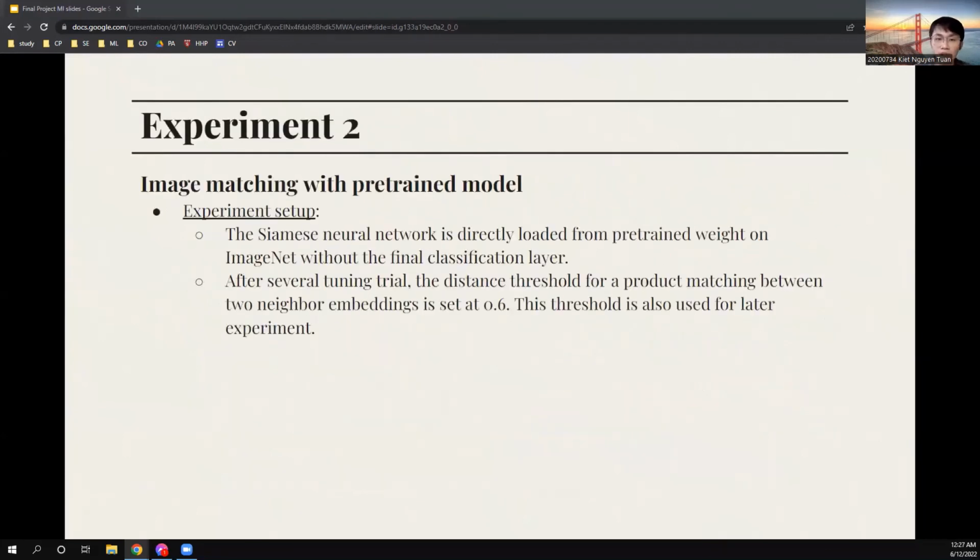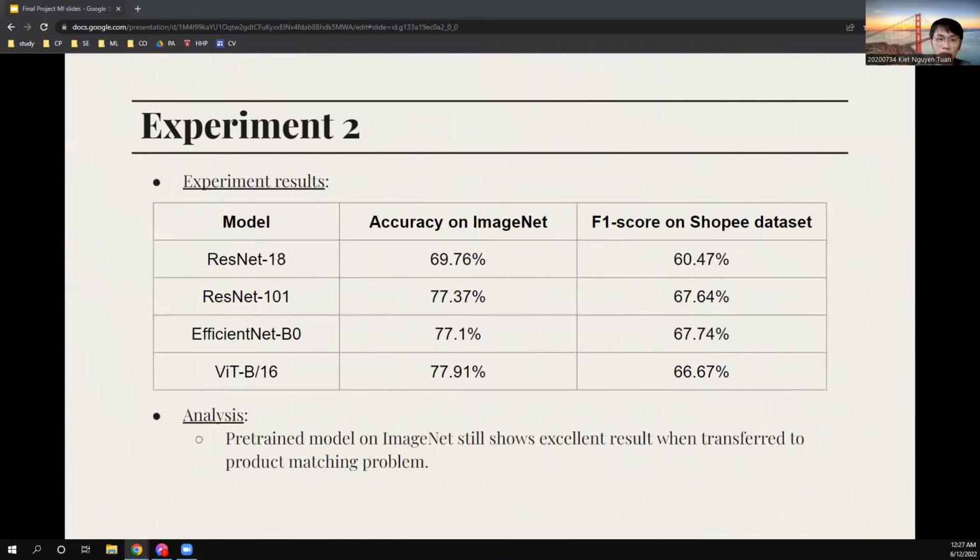Next is the main part of our work. We load the Siamese neural networks with pre-trained weights on images, extract the image embeddings, feed them into KNN and get a distance threshold of 0.6 to be the optimal distance. From the results in the table, the pre-trained networks show an excellent score on the image matching problem.